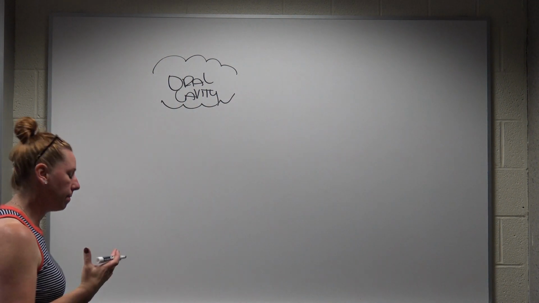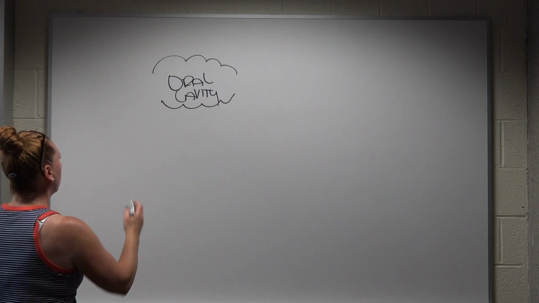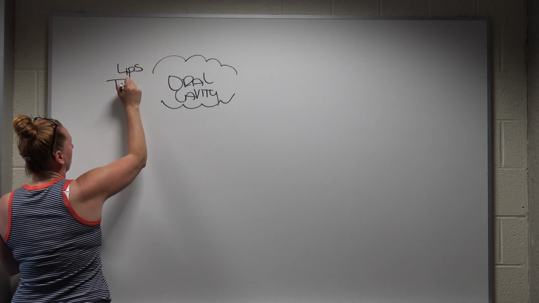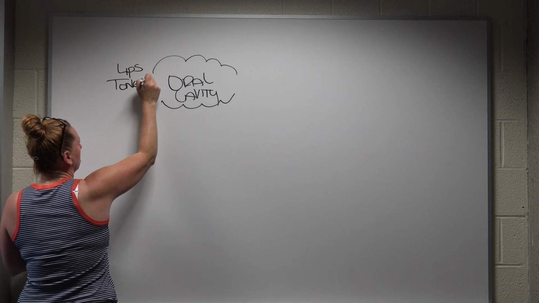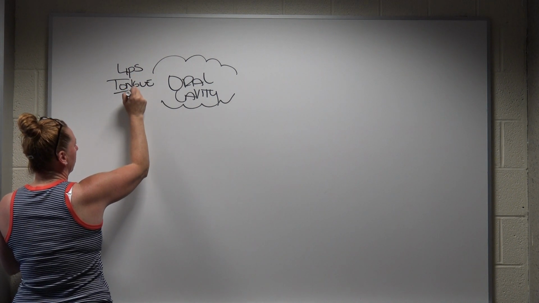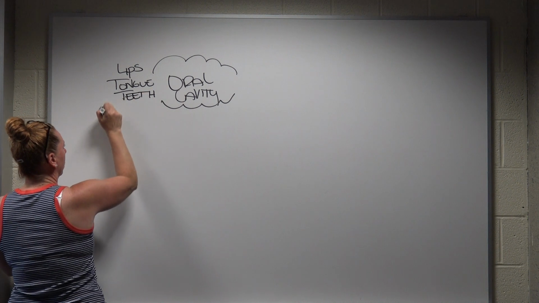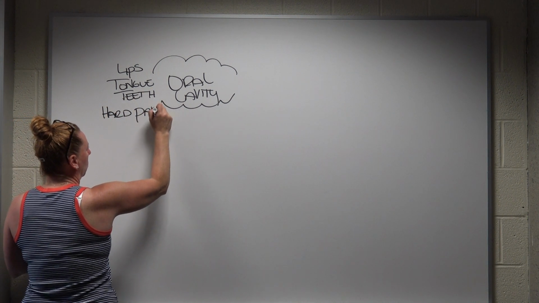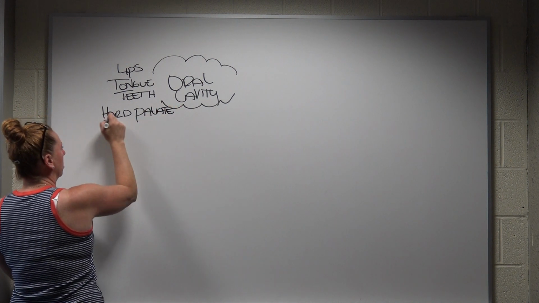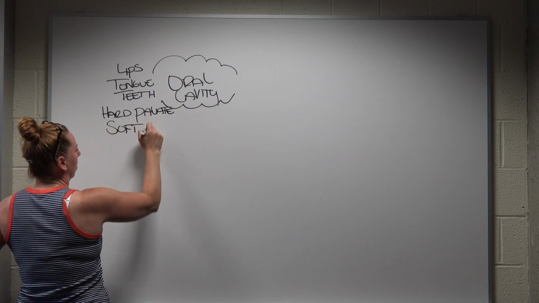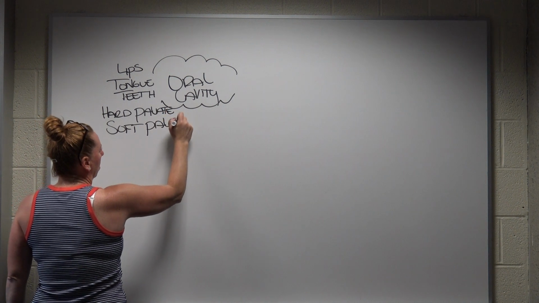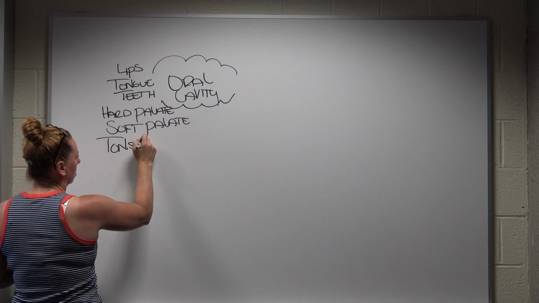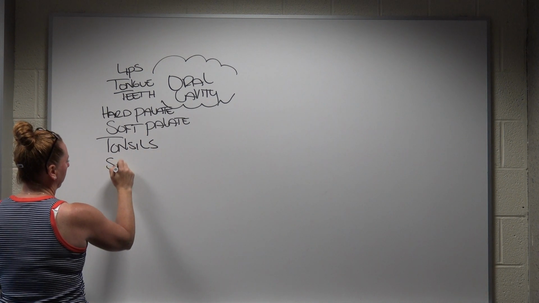Within the oral cavity, we have a number of component pieces that make up that oral cavity. Number 1, lips. Number 2, tongue. Teeth. Hard palate. Soft palate. Tonsils. And salivary glands.